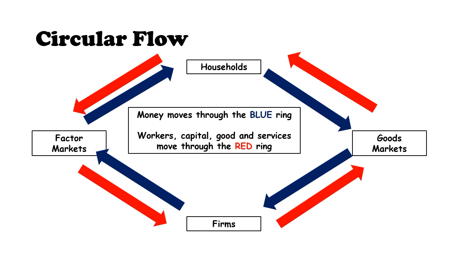Okay, we call this the circular flow. And the point is that money keeps moving around this circle from the households to the markets to the firms to the markets to the households. And the money keeps moving through the system. And stuff moves through the system the other way. So workers and capital and goods and services are moving from the firms to the goods markets to the households. And the economy keeps working because all of this stuff keeps circulating through all the different parts of the system. And again, it's prices and markets that are going to regulate this for the most part in our system.